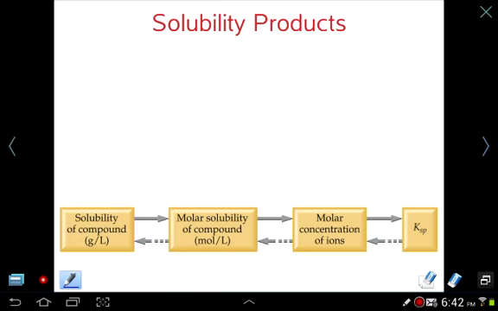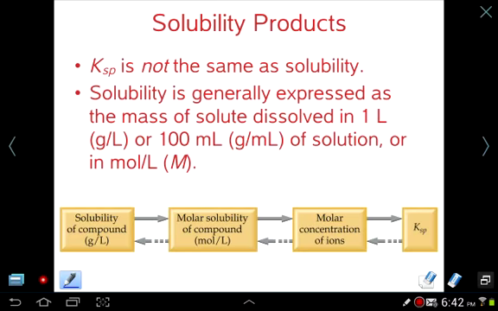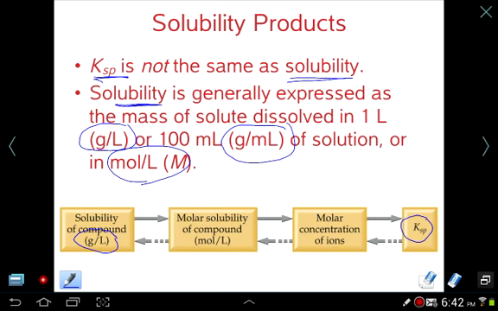So solubility products, the KSP, is not the same as solubility, but it is related. Solubility, if you recall from chapter 4, is usually given in grams per volume, usually grams per liter, could be in grams per milliliter, sometimes in moles per liter, but you can go between the solubility, grams per liter, to KSP, because KSP, remember, is simply the multiplication of the two molarities. So if you go from grams per liter to moles per liter, then you can go from moles per liter to KSP, because KSP simply takes the moles per liter and squares it. And then you can also go the other way.